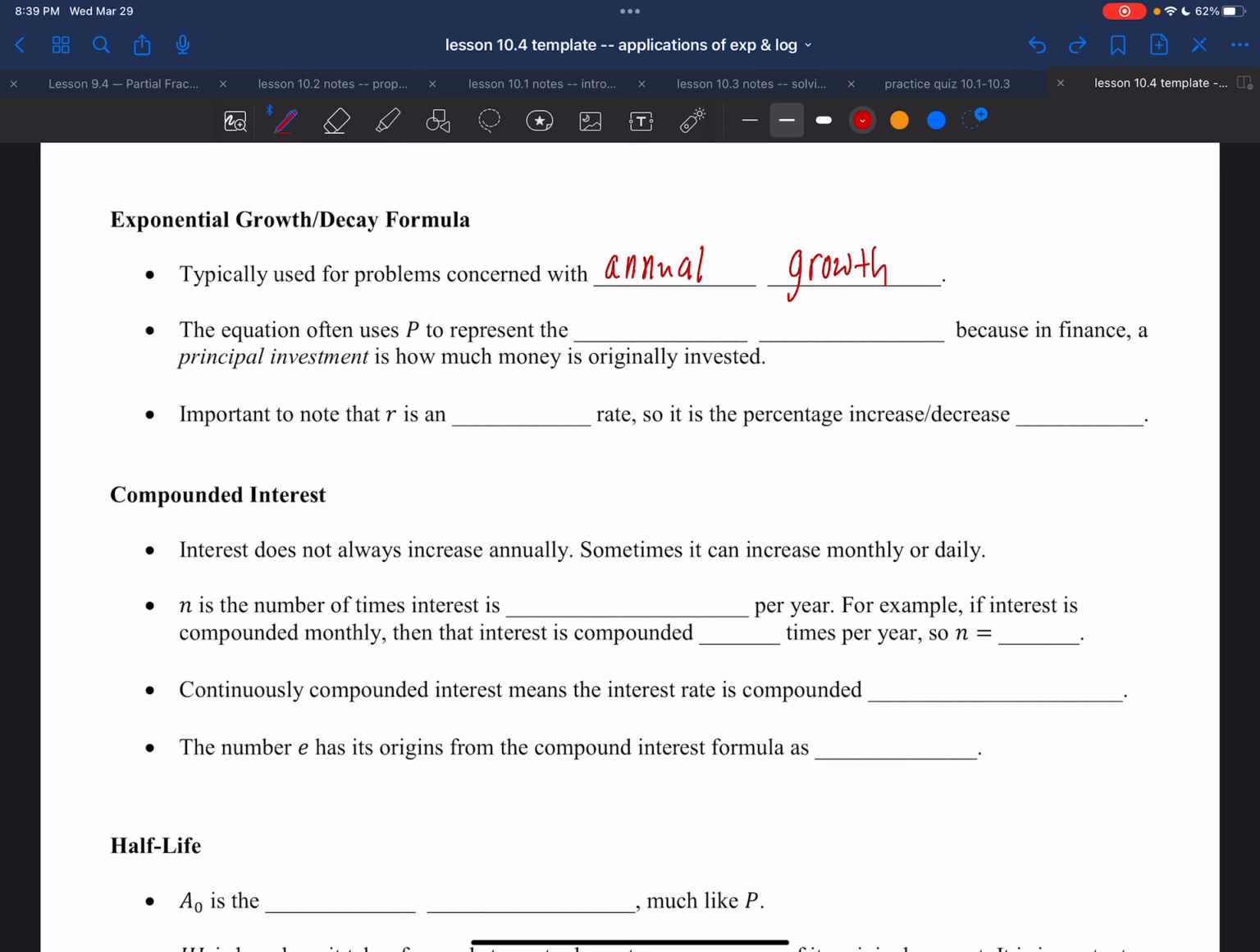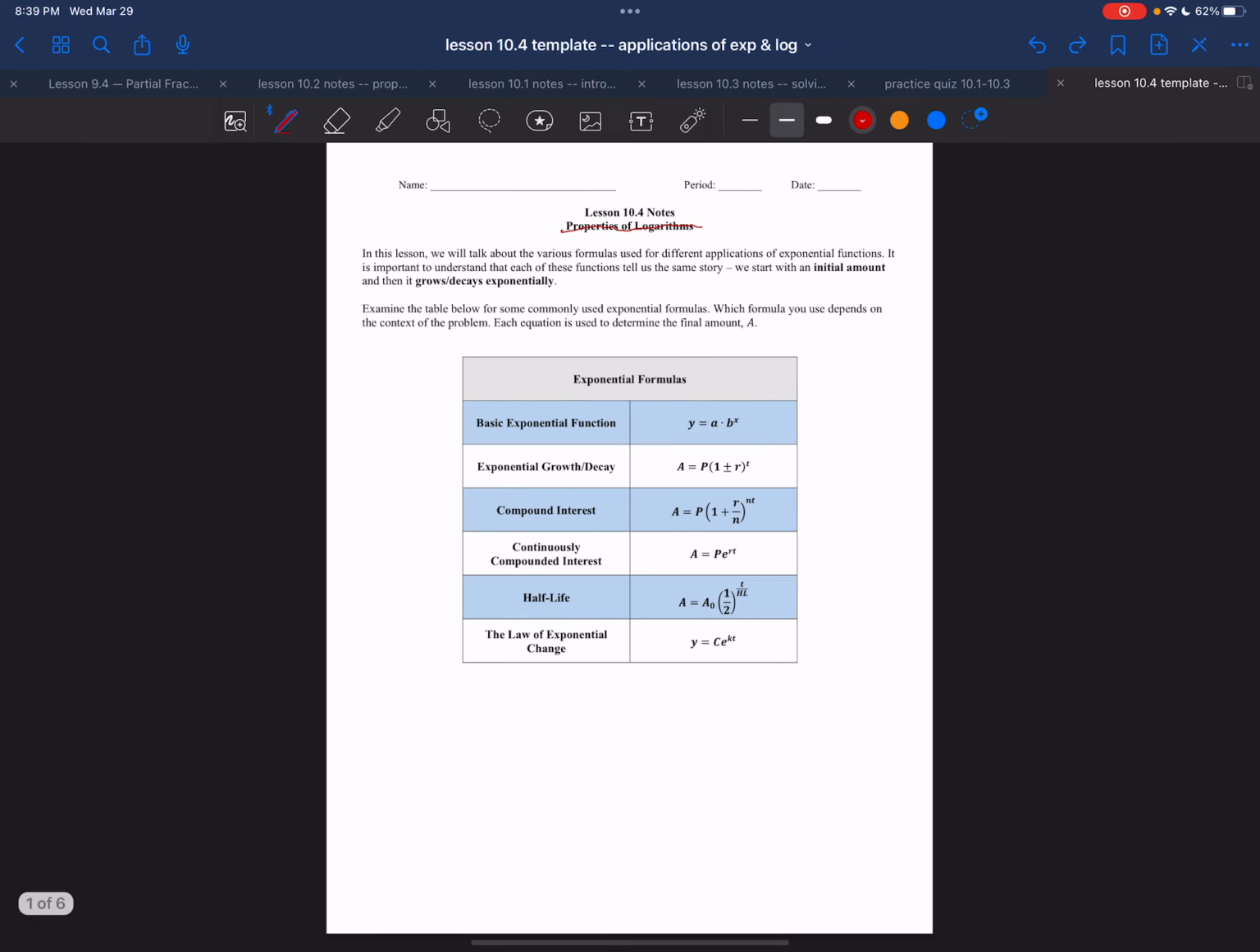The equation often uses P. Now see, here's the thing. We can use any letters we like. It does not matter. And when you're looking at these, I'm going to go back to the next page.